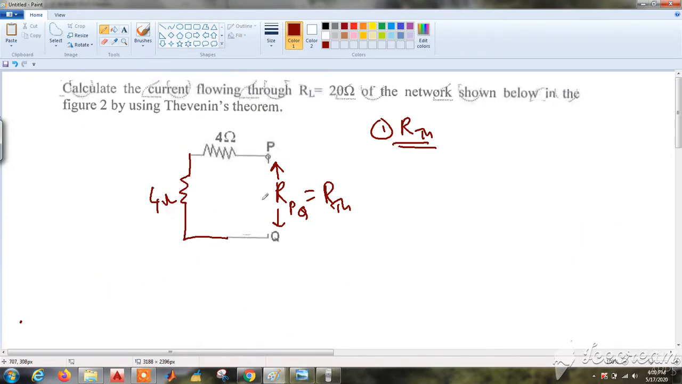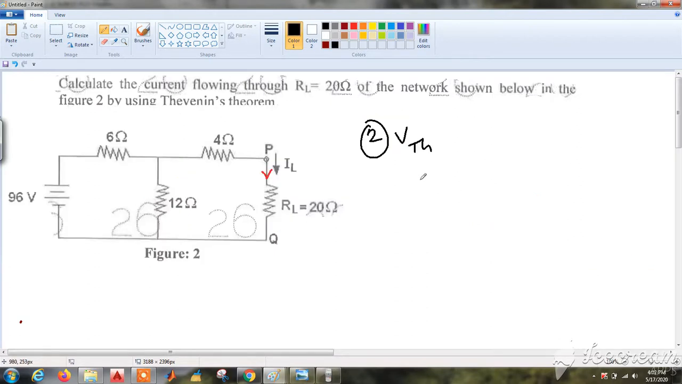Now we see that the 4 ohm resistor is in series with another 4 ohm resistor. So the equivalent resistance now is converting into one final resistance. So this will be our RPQ. So RPQ or RTh is equal to 4 plus 4, because 4 and 4 are connected in series. That is 8 ohms is our RTh.